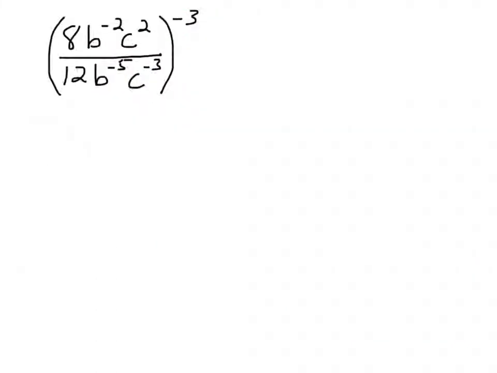Okay, let's look at one more example of this type. In this case, we have a whole fraction in parentheses raised to the negative third power. So we're going to want to remove those parentheses. The way we can do that is, remember, when you have a fraction in parentheses raised to a power, you can apply the power to the numerator and denominator separately. So let's start by doing that.